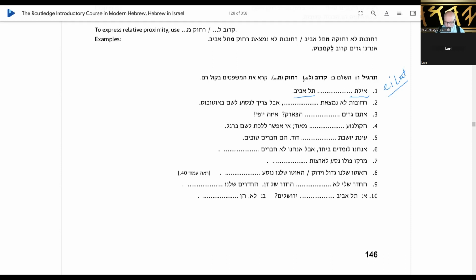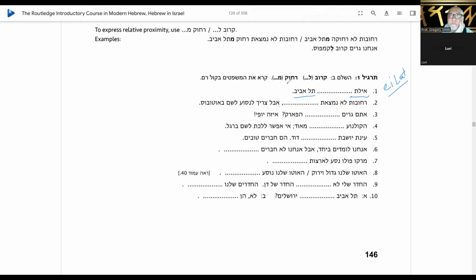How about we do, how far is Eilat from Tel Aviv? Boy, they really make us think here, don't they? Okay, it's 4 hours and 12 minutes from Eilat to Tel Aviv. That seems like it's kind of far to me. So what should we put in here?